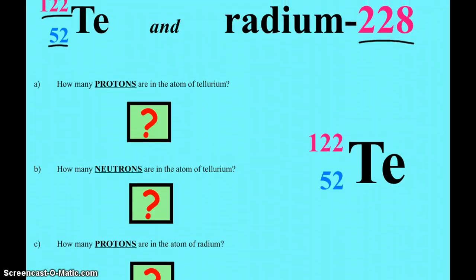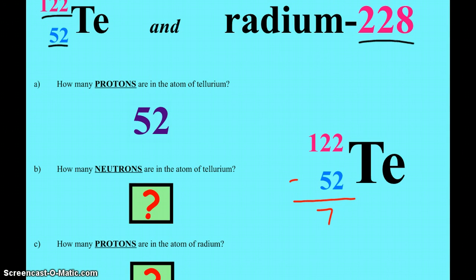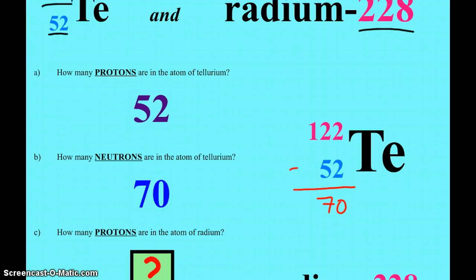If I look at my symbol for tellurium, how many protons are in that atom? It's simply the atomic number. So there are 52 protons in that atom of tellurium. How many neutrons are in there? Well, that's when we have our symbols set up kind of like a subtraction problem. So when I subtract 122 minus 52, that tells me that there are 70 neutrons in that atom of tellurium.